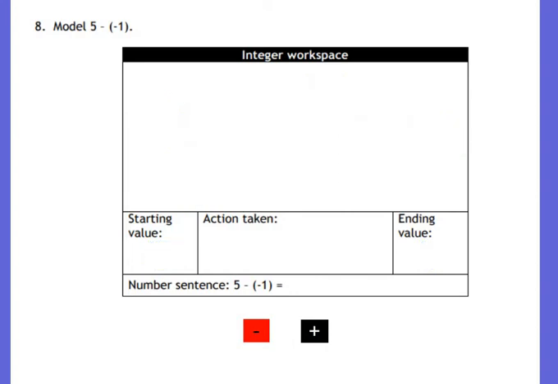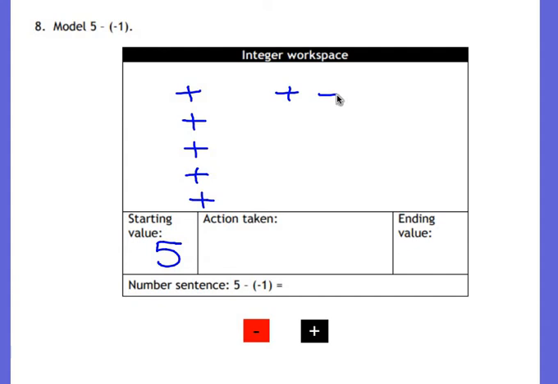Starting over, what was my starting value? 5. I started with 5 positives. I have to take away chips, and I asked what kind of chips do I take away? A negative. How many negatives? 1. Do I have any negative chips laying out here? No, so I have to get creative. So I'm going to write a 0 pair.